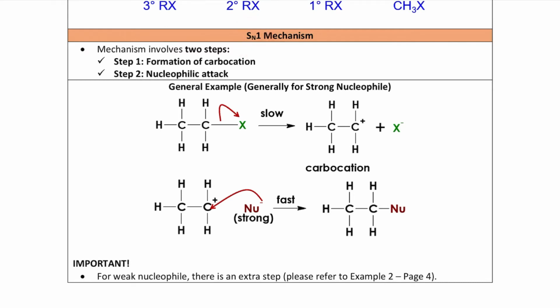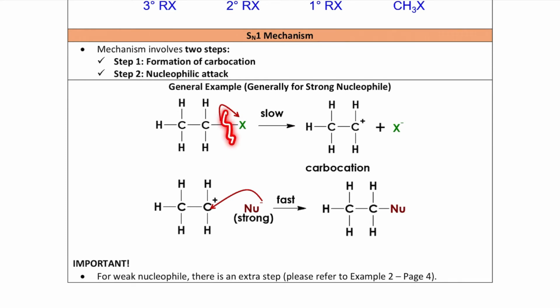Okay, for SN1, they involve 2 steps only. Okay, so step 1 adalah formation of carbocation. Okay, and then step 2 adalah nucleophilic attack. Okay, so this is general example. Okay, so that's why saya tak spesifikkan what is X, what is nucleophile. Tapi generally, this nucleophile adalah strong nucleophile lah. Okay, so first thing adalah this X, which is halogen. Okay, tak kisahlah fluorine, chlorine, bromine, iodine.